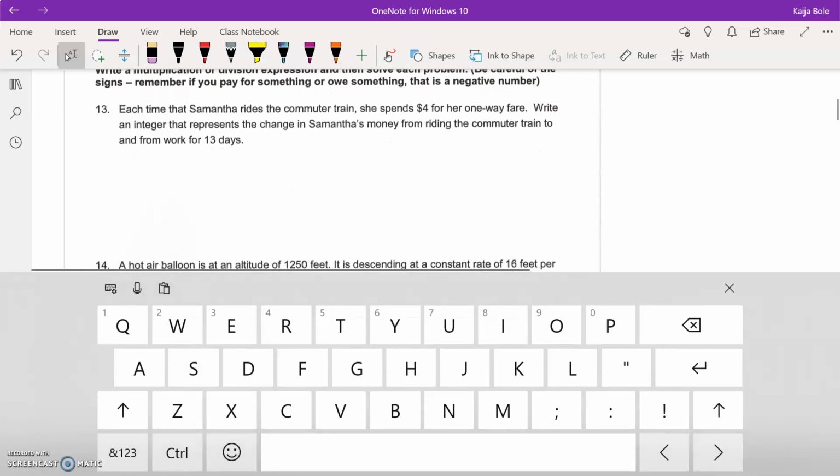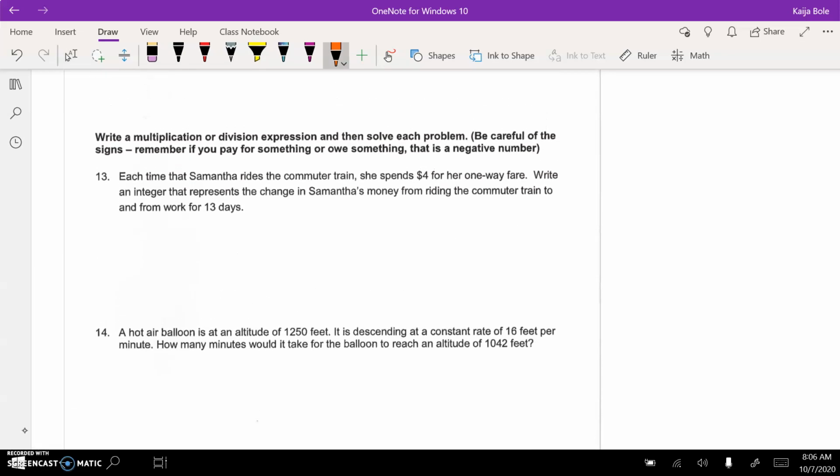13, 14, and 15, the most important part in the directions says to write a multiplication or division expression, then solve. So in number 13 here, each time that Samantha rides a commuter train, she spends $4 for her one-way fare. Write an integer that represents the change in Samantha's money from riding the commuter train to and from work for 13 days. So we know she's spending $4, so it'd be -4. Then we know it happens for 13 days. Now this is the part people forget, it's to and from work. So that's 2 rides per day.